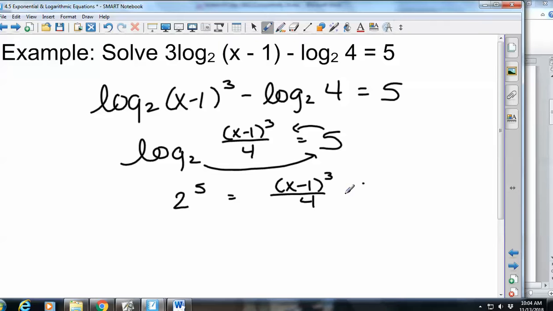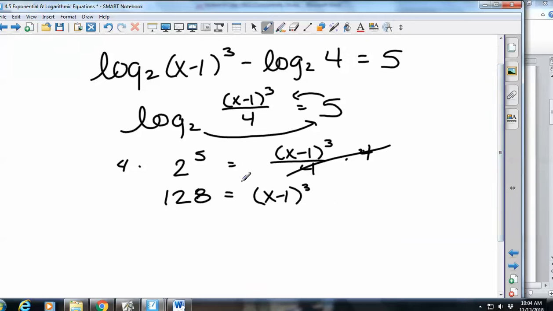Now what? So 2 to the 5th is 32 times 4, 128. How do you get rid of the cube? Cube root. Do you need a plus or minus for that? No, because it's an odd root. Okay, what is the cube root of 128? Is it pretty? No, it's 5.04 times... wait just a second.